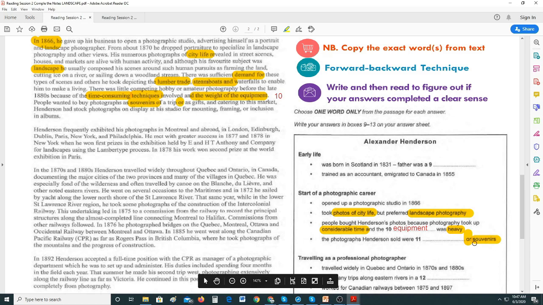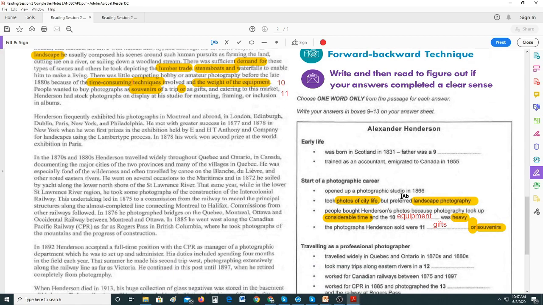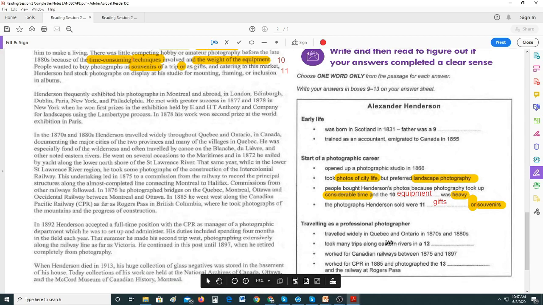So because or is our clue as well, after or there is a word called gifts. So we have to write gifts. Let's write, gifts. Remember, you have to write the plural form, otherwise you are gone, because if you do not write the exact form, singular, plural, you're losing marks. So 11 is gone.